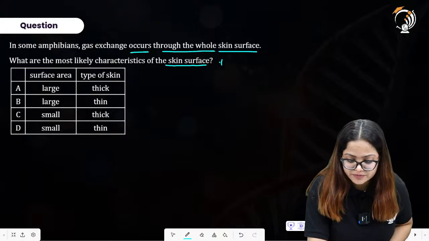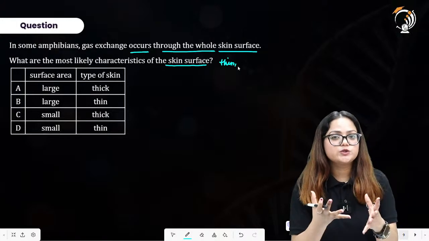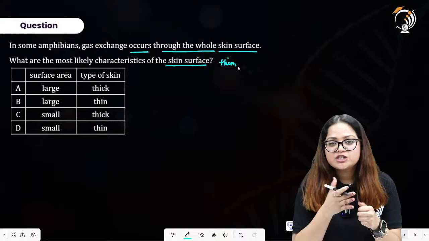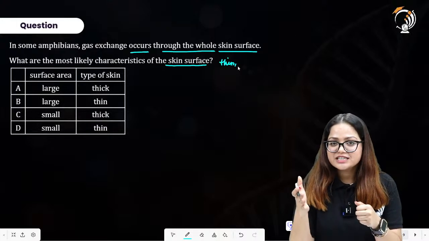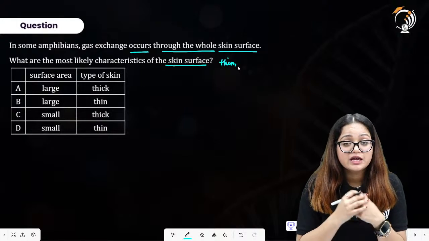It should be thin, right? So as to facilitate rapid diffusion. Rapid diffusion will allow more and more oxygen to go into the body and more carbon dioxide to be expelled out from the body. That's why thin skin will be required.